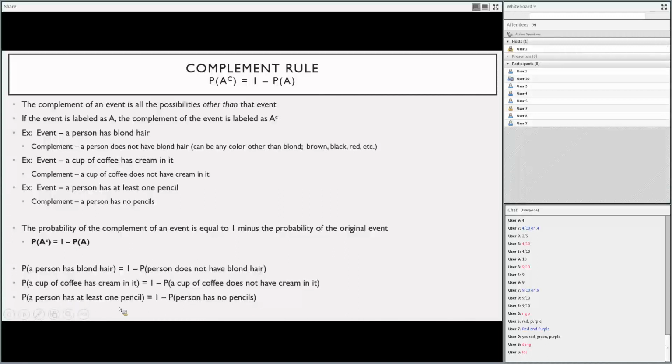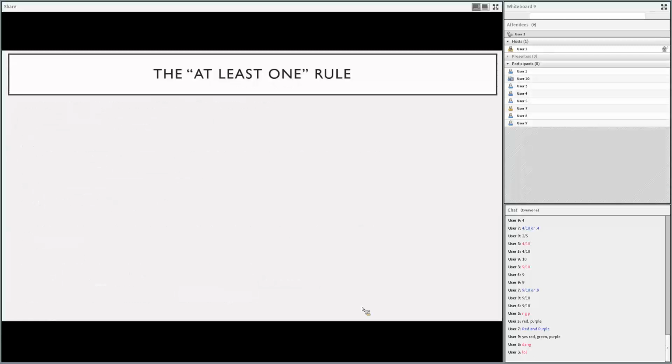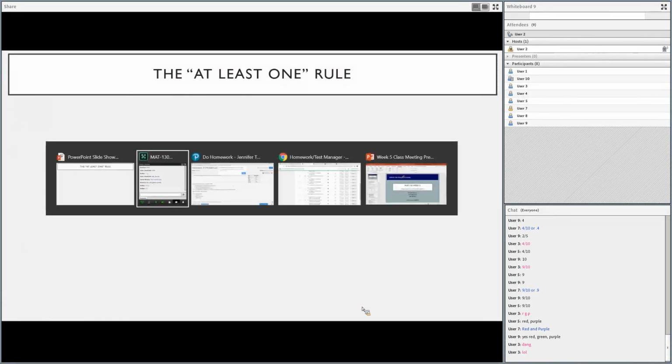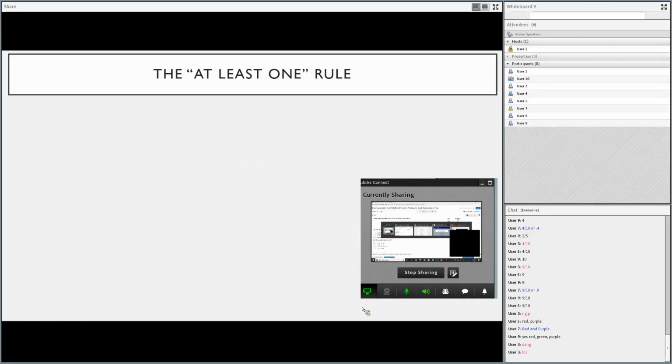Now, why do we care about this formula? We care about it because sometimes calculating the complement probability is easier than calculating directly the original probability. So if we can calculate the easy complement probability, then we can just subtract it from 1 and get the original probability that we want. So it's just a matter of simplifying our lives when possible.